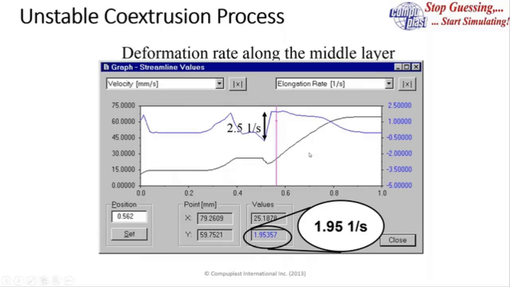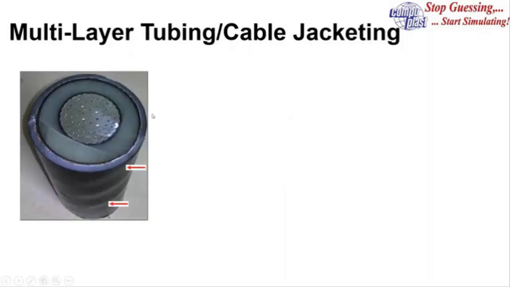And so once we understand that we don't want to deform the material too much, then when we go to build our next die, we can ensure that these criteria are met in that design. A similar problem was observed in tubing and cable jacketing. I've also observed it in pipe co-extrusion. But in this example, I want to show you a multi-layer tubing cable jacketing application.